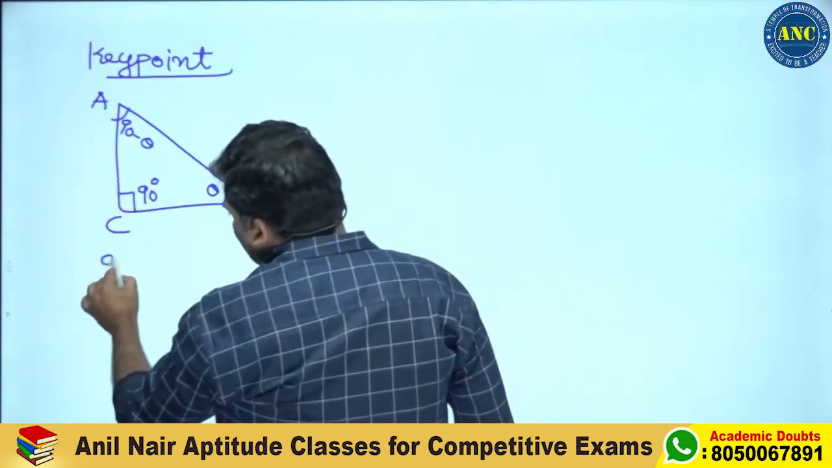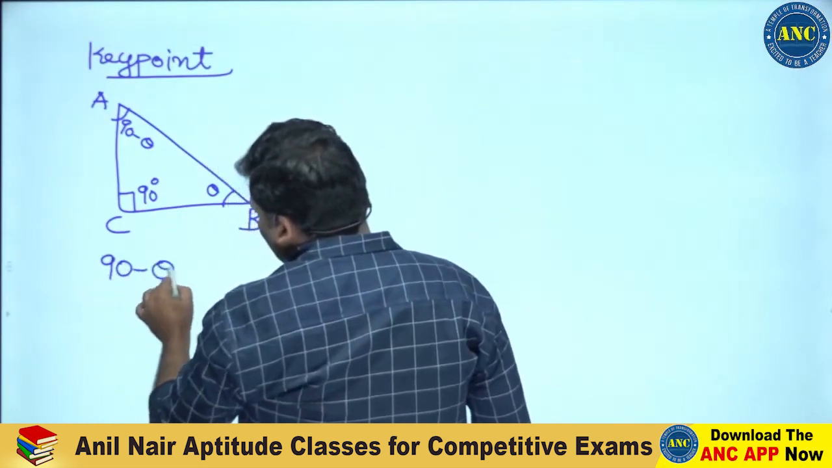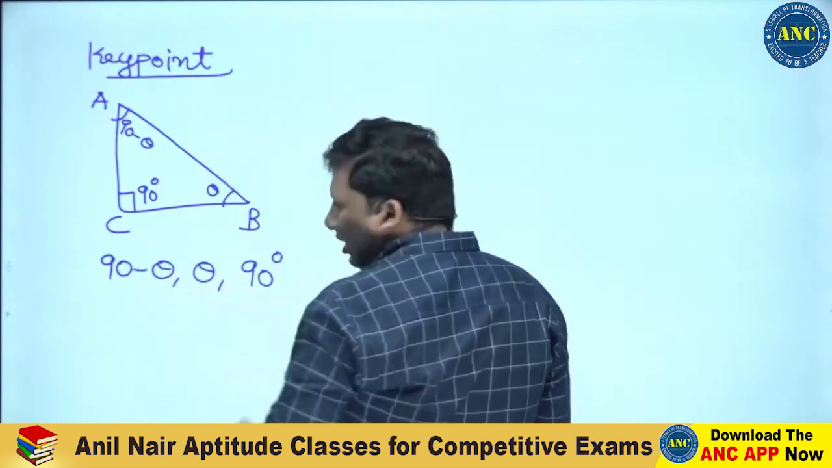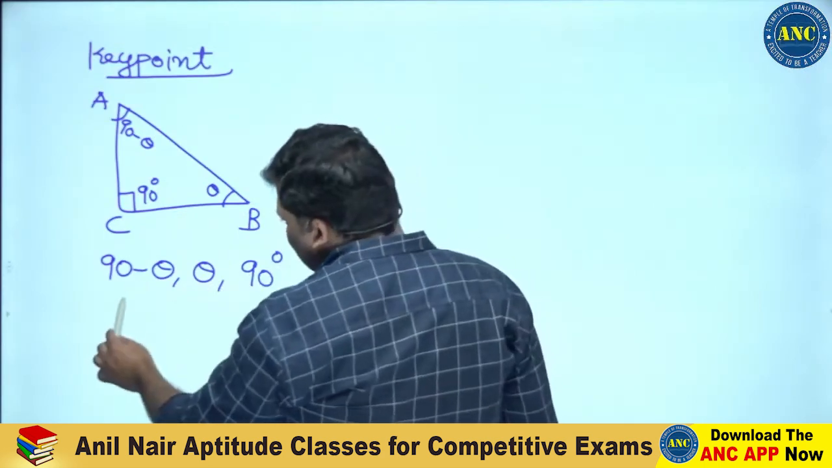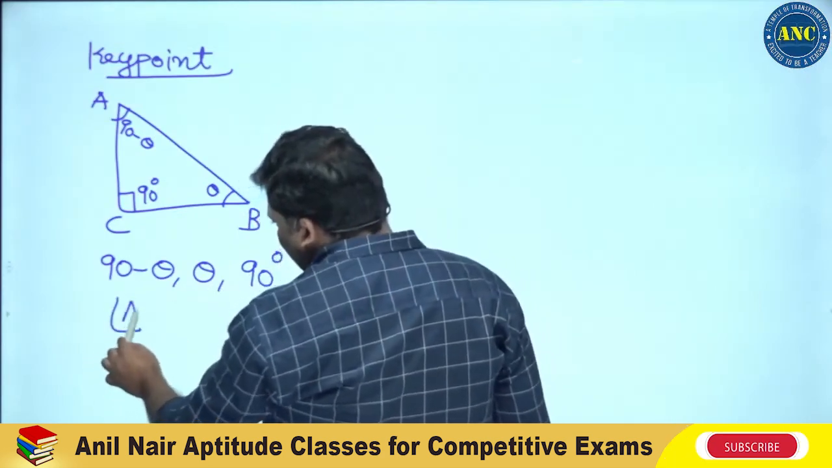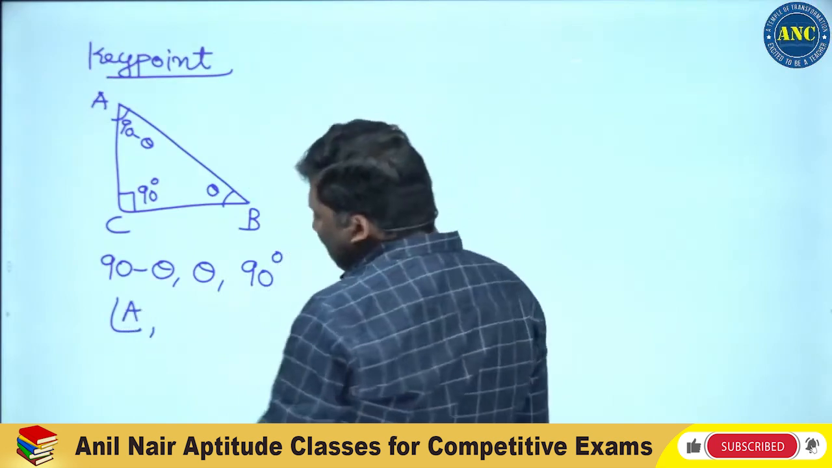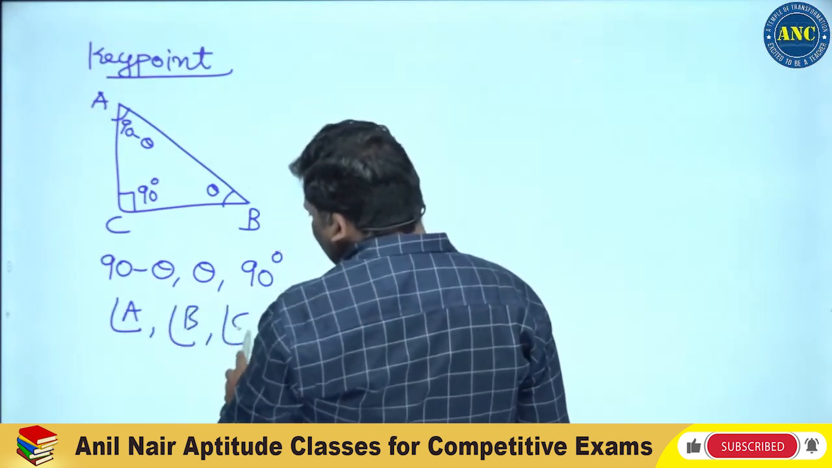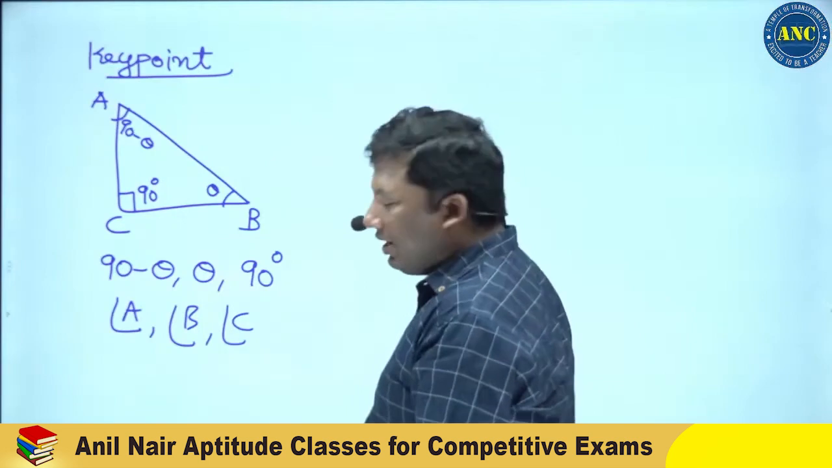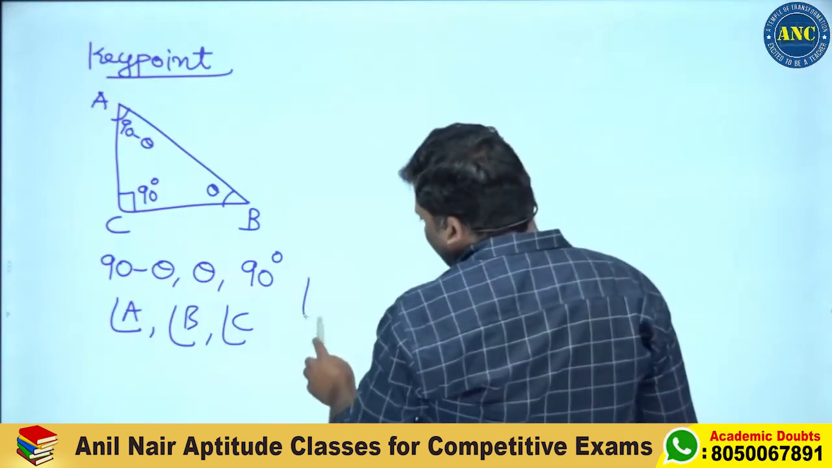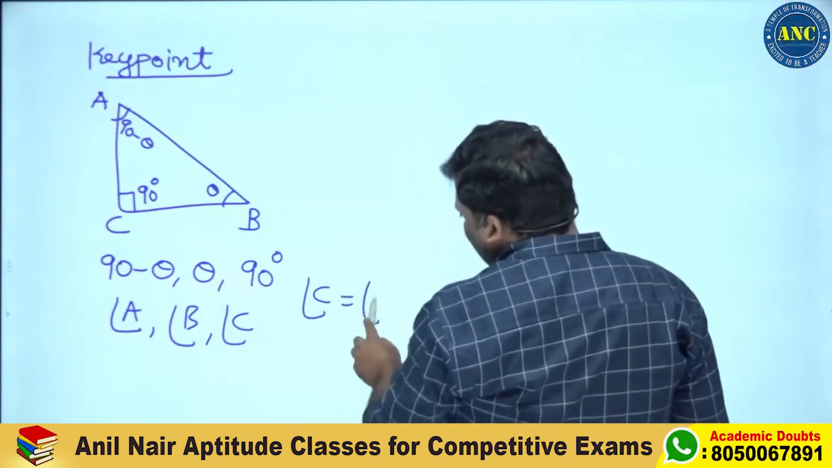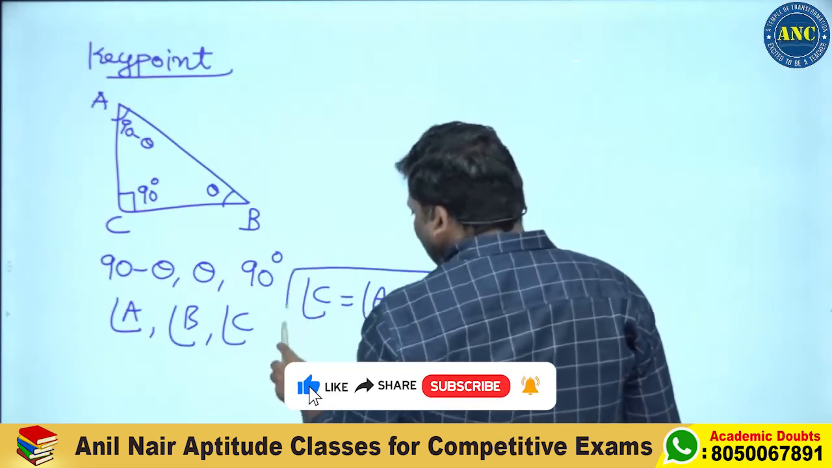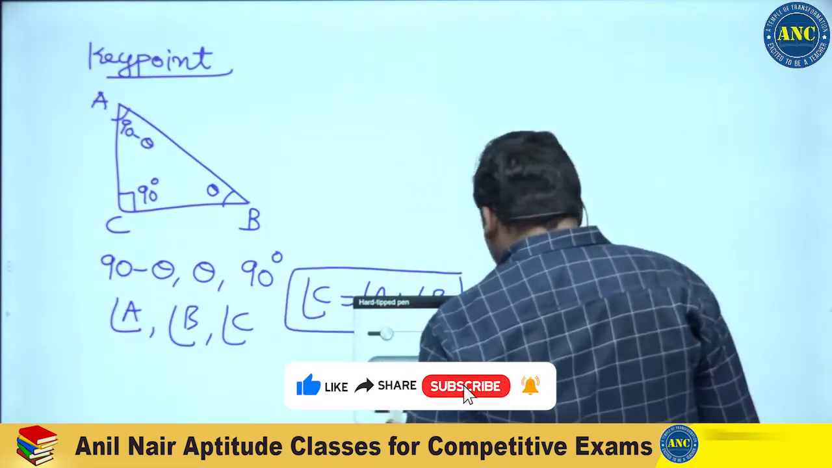So one angle is 90 minus theta, another is theta, another is 90 degrees. 90 minus theta is angle A, theta is angle B, and 90 degrees is angle C. Now, if you observe, angle C is equivalent to angle A plus angle B.